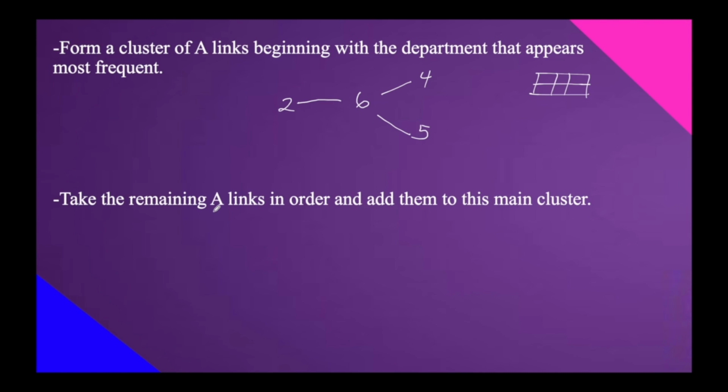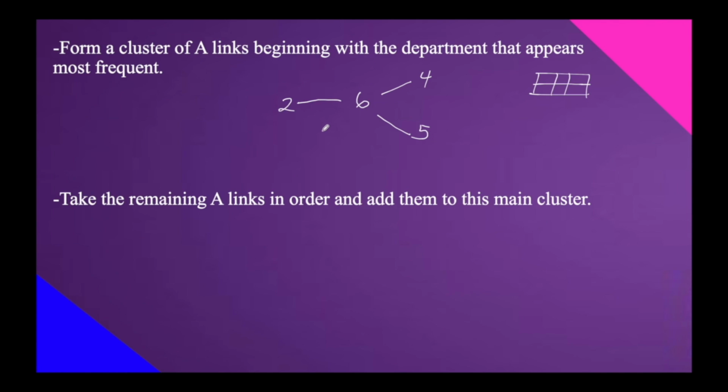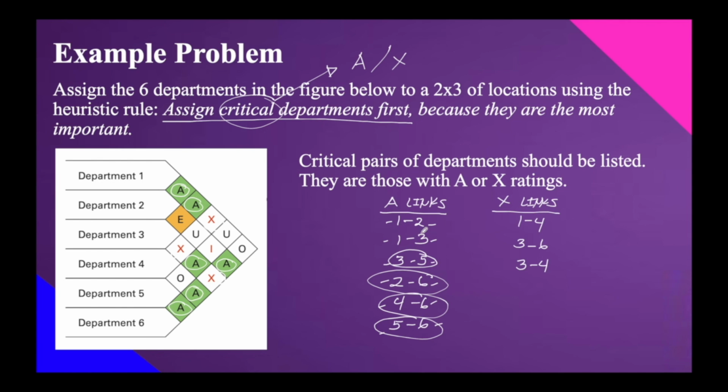Next, take the remaining A links in order and add them to this main cluster. Ano yung naiwang A links? 3 to 5. Dapat na connected si 3 to 5. Saan natin pwede ilagay si 3 to 5? Kasi, connected si 3 to 5, dapat malapit. Pero dapat daw kasi, malapit din si 1 and 3. Paano natin gagawin yan?